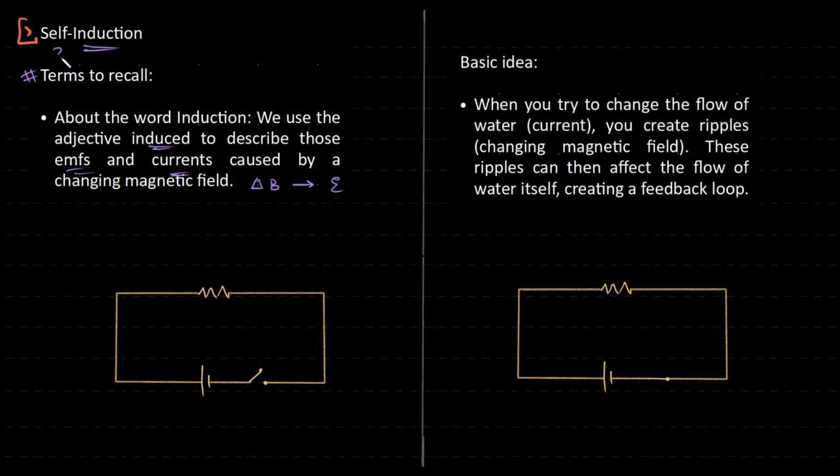Why is the word self over there? Let's have a look at that. We have a normal circuit. We are switching it on. What happens? Current will flow. So because of the current, what happens? There is a magnetic field. Say this is current I, and say this is B, the magnetic field because of the current.